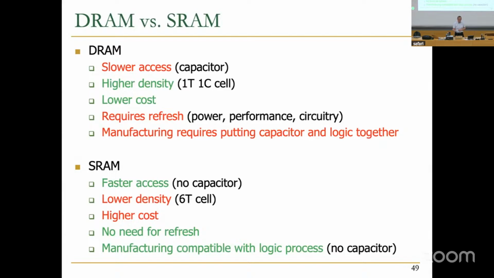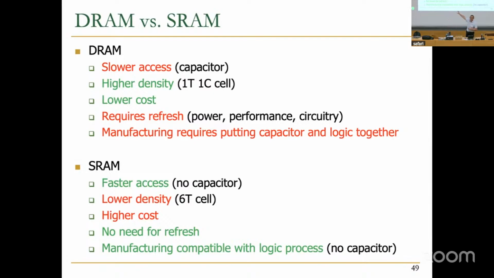Now, manufacturing is also different. SRAM is actually logic. If you look at everything that I said over here, there is no capacitor. There is no extra difficult sensing circuitry, etc. So SRAM manufacturing is compatible with the logic process. You can build it directly inside a processor chip with the logic CMOS structures that we have seen earlier.